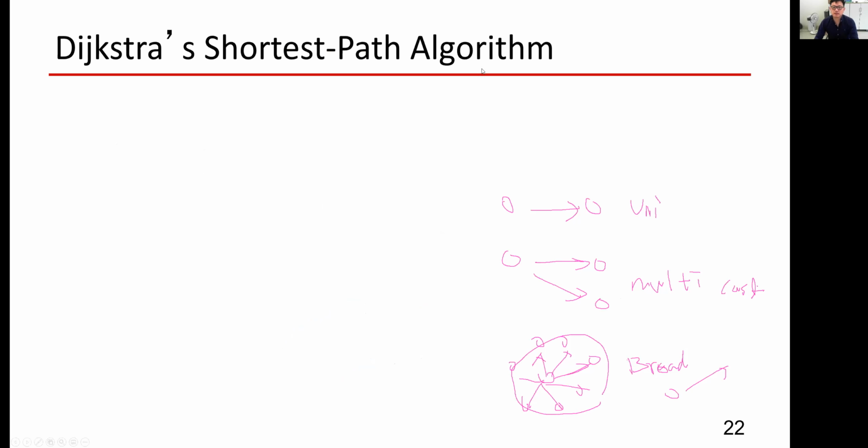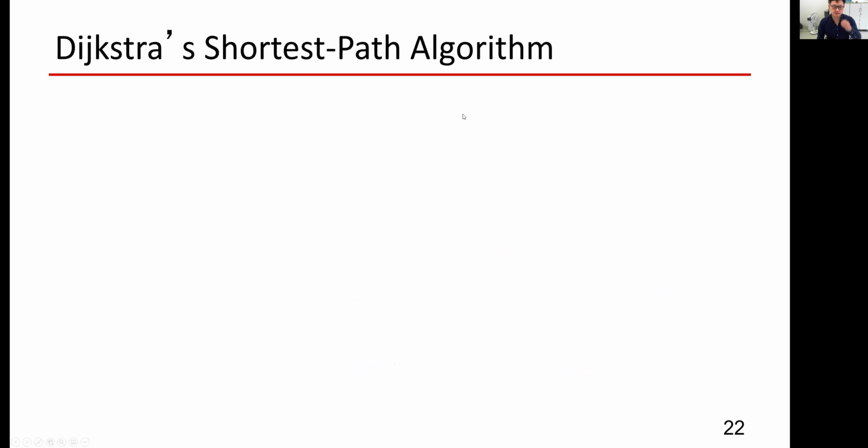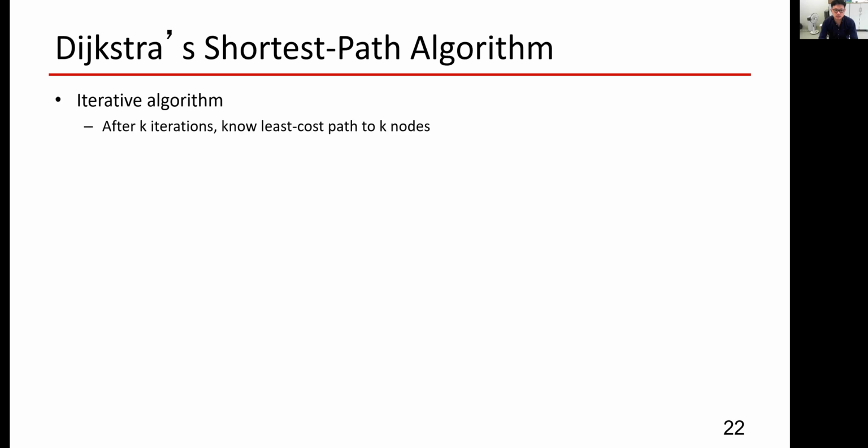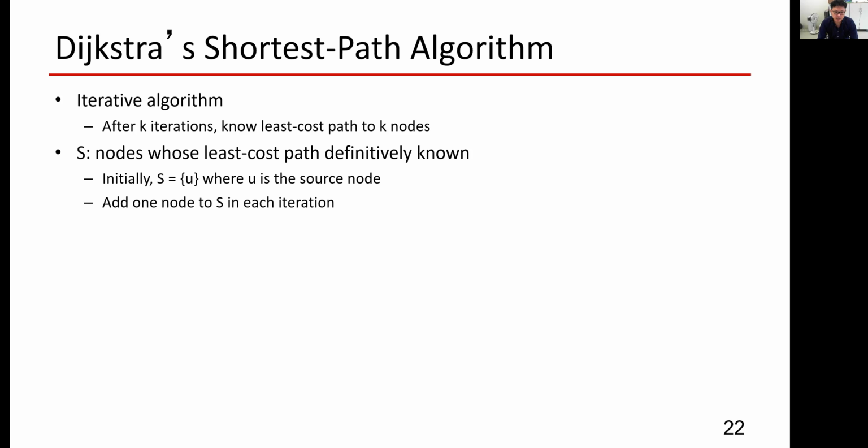So if you know the Dijkstra algorithm, the shortest path algorithm, do you know Dijkstra? It is learned in 213 and 373 and many basic computer science courses, right? So Dijkstra algorithm, if you don't know, don't worry, I'll review it. Dijkstra algorithm is an iterative algorithm. After k iterations, each node knows the least cost path to k nodes. With multiple iterations, then you can know the path to every destination, if k is enough.